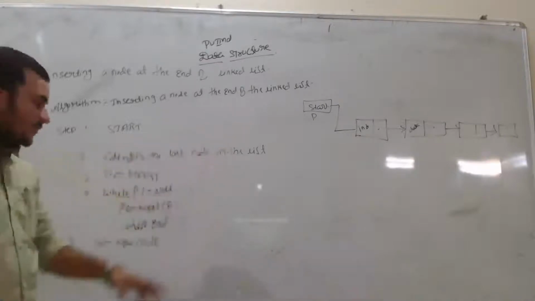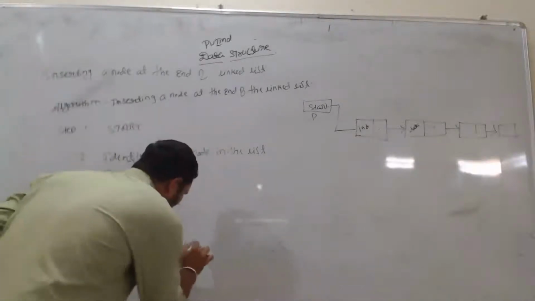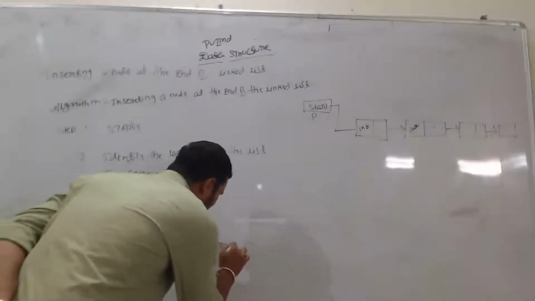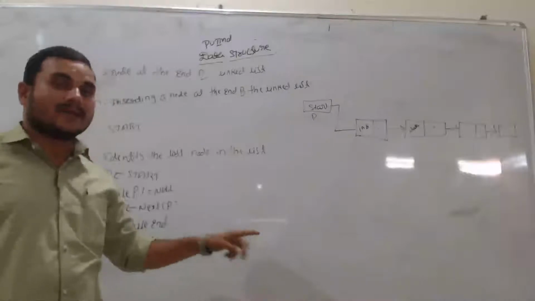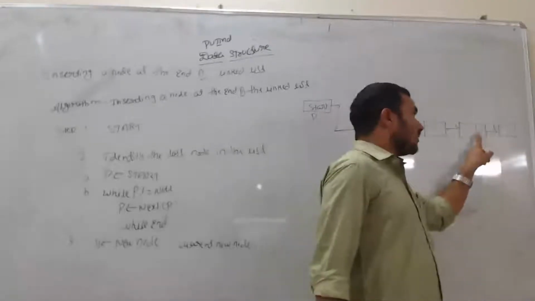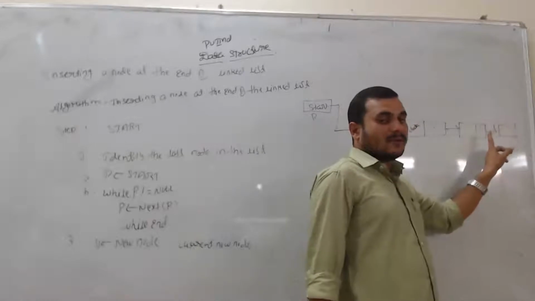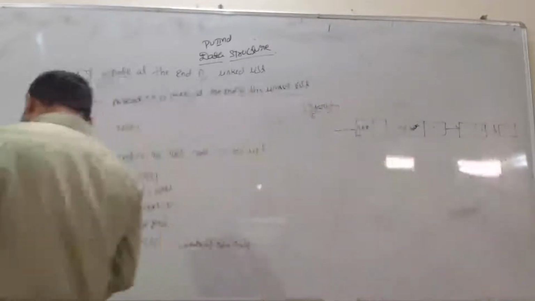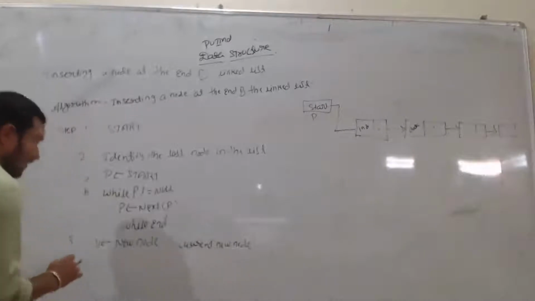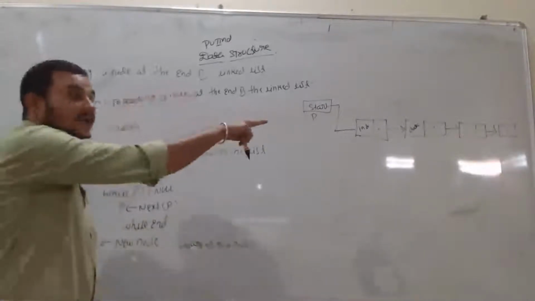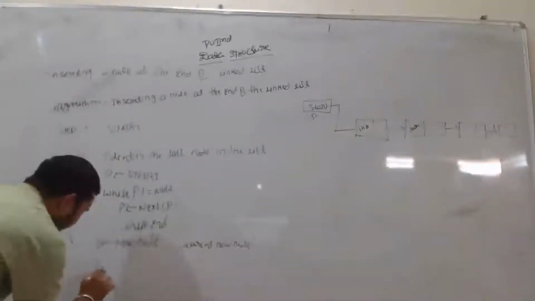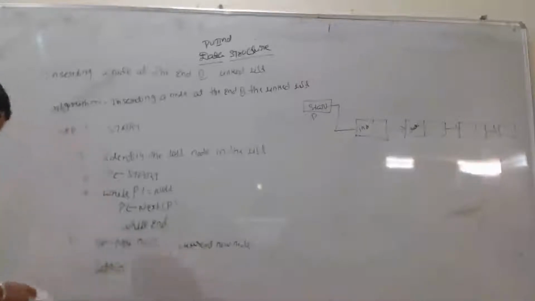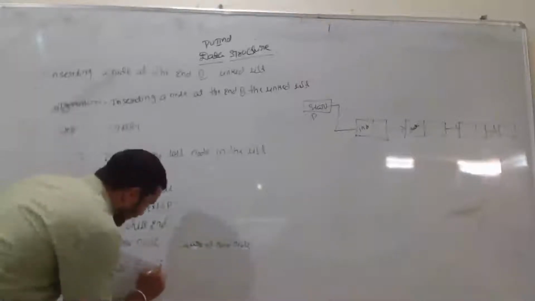N which is equals to new node. That is your current new node, the node you are inserting recently. When you have identified the last node, you insert the new node, and that will be your current new node. Then after that we have to enter the data in the inserting node. You have to insert the data in the new node. So put any item.